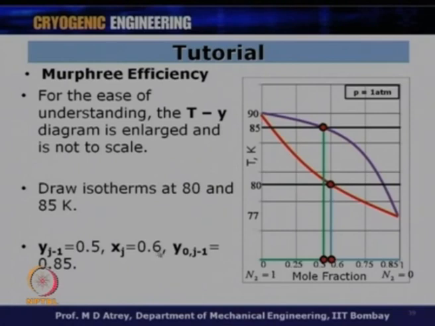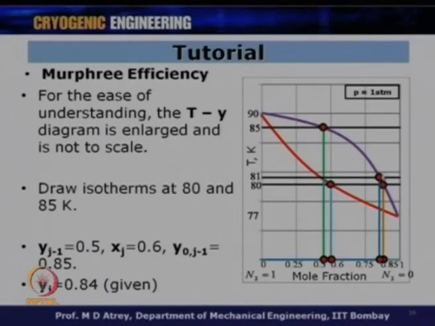So, X j is going to be 0.6, and corresponding to this, normally the vapor would have been in thermal equilibrium with this liquid. If you see the earlier definition of Murphy efficiency, this intersection with the vapor curve is going to give me Y o j minus 1, that is when the vapor is in thermal equilibrium with the liquid on the same plate. So, Y o j minus 1 is going to be 0.85 as given over here. All right. So, I know Y j minus 1, and this is the Y j value, which is 0.84.